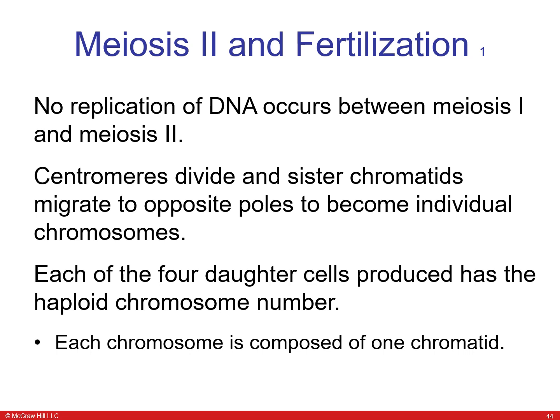So in meiosis 2 and fertilization, no replication of DNA occurs between meiosis 1 and meiosis 2. The centromeres divide and sister chromatids migrate to opposite poles and become individual chromosomes. Each one of the 4 daughter cells has the haploid chromosome number, and each chromosome is composed of 1 chromatid.